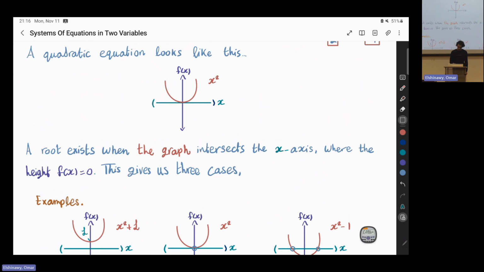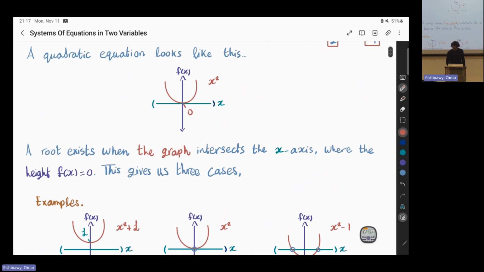So when the graph intersects the x-axis, the height of f(x) is 0. And so the x point at which the graph intercepts the x-axis is the root, because at this very specific x coordinate, your function is equal to 0, its height at least. So that's why we look at intersections of the x-axis.